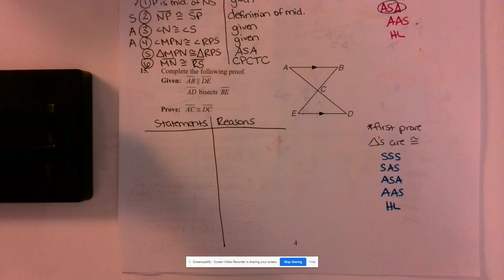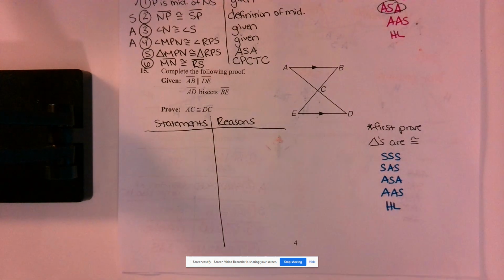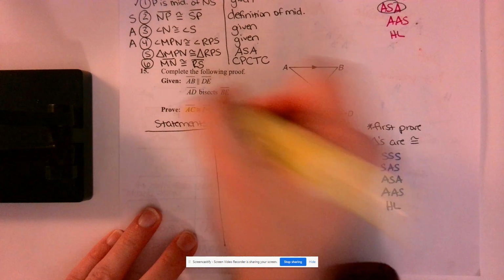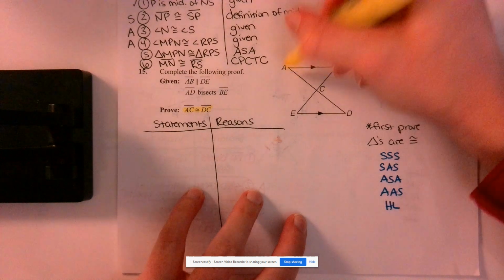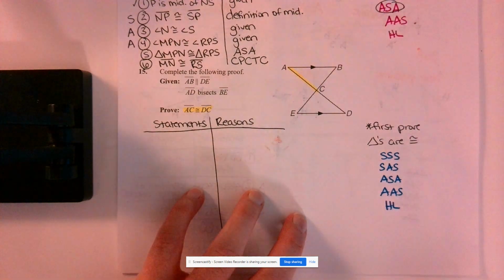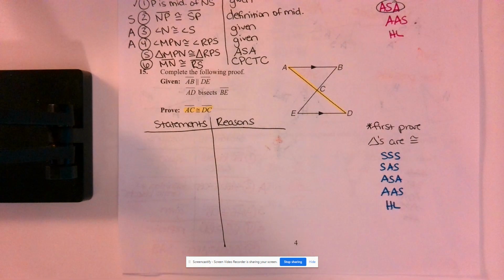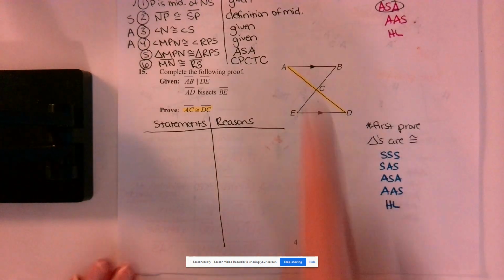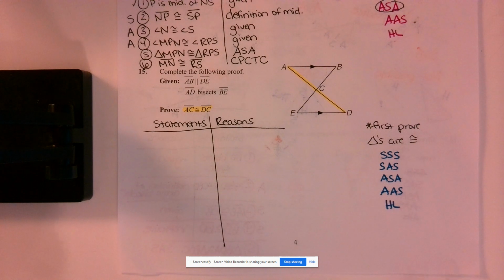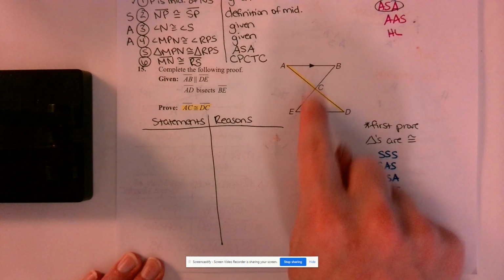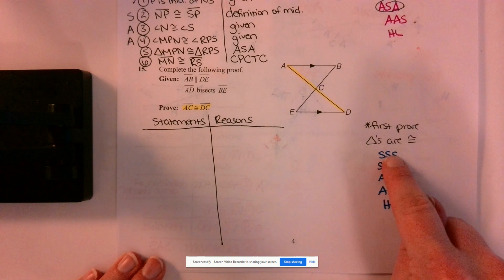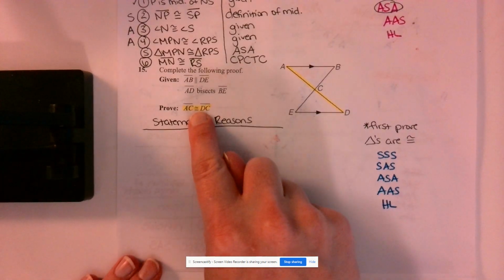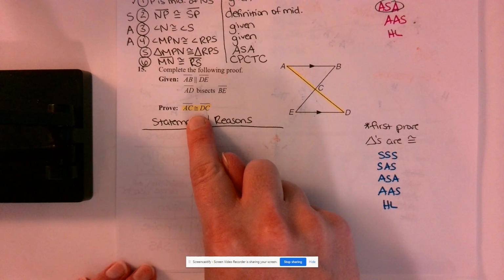We are given some information, and we are trying to prove that line segment AC is congruent to line segment DC. Where are those two segments? Well, one is here in the top triangle, and one is here in the bottom triangle. Before we can prove these two segments are congruent, because we don't have enough information yet to know if they are or not, we first need to try to prove that the triangles are congruent. So that's what we're going to set out to do first. Once we prove the triangles are congruent, we can finish our proof by stating that these segments are congruent.